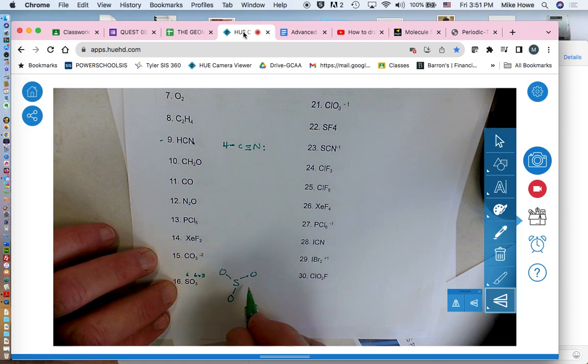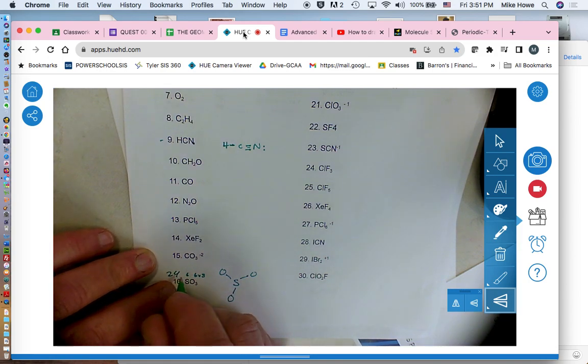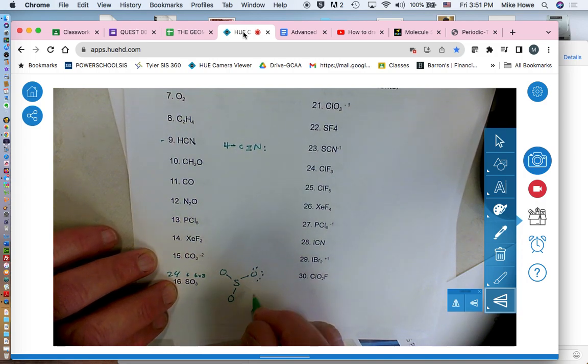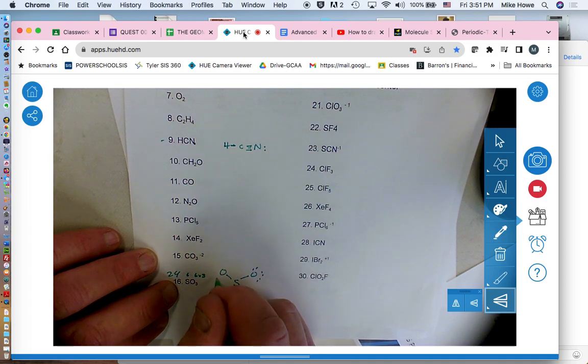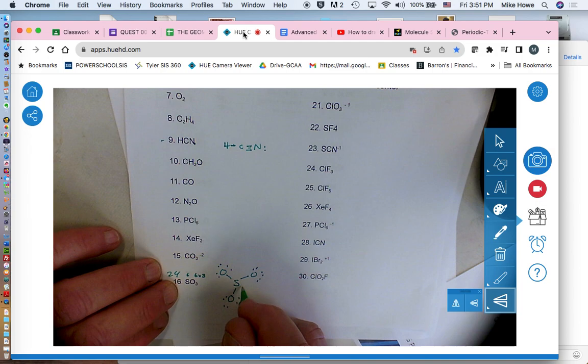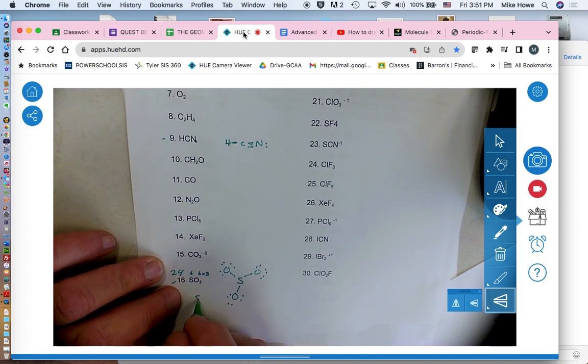Okay, set up our skeleton structure. Take away, 6 times 3 is 18, plus 6 is 24 valence electrons. Take away 6 gives us 18 to put in. And now I'm out of dots, but I still need 2 more dots here. So I am 2 electrons short. If you're 2 electrons short, you have to add a double bond.